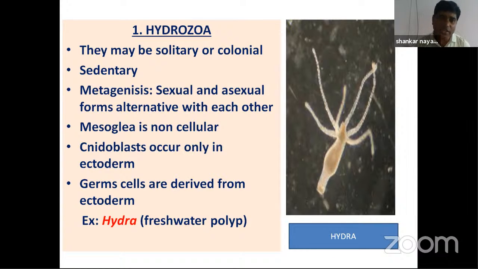The mesoglea is non-cellular in these animals. So presence of mesoglea is common in these animals. This mesoglea is non-cellular. We cannot find any cells in this mesoglea. And cnidoblasts occur only in ectoderm. This is a diploblastic animal. Endoderm and ectoderm we can see. The cnidoblast occurs only in ectoderm. And germ cells are derived from ectoderm only. The best example for Hydrozoa is Hydra. What is Hydra? Hydra is a freshwater polyp.